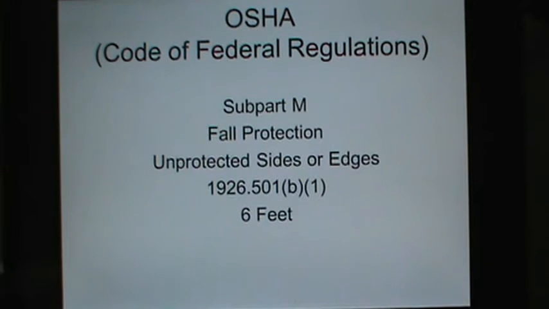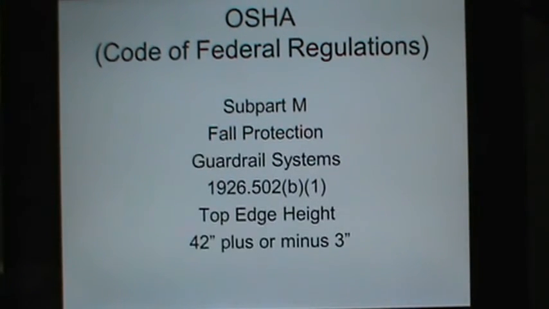Let's go to 501B1, unprotected sides and edges. Each employee on a walkway working surface with an unprotected side or edge, which is 6 feet or more above a lower level, shall be protected from falling. Now, I just mentioned that in scaffolding what the difference was. So make sure that you know if it's scaffolding is 10 feet, otherwise fall protection is 6 feet.